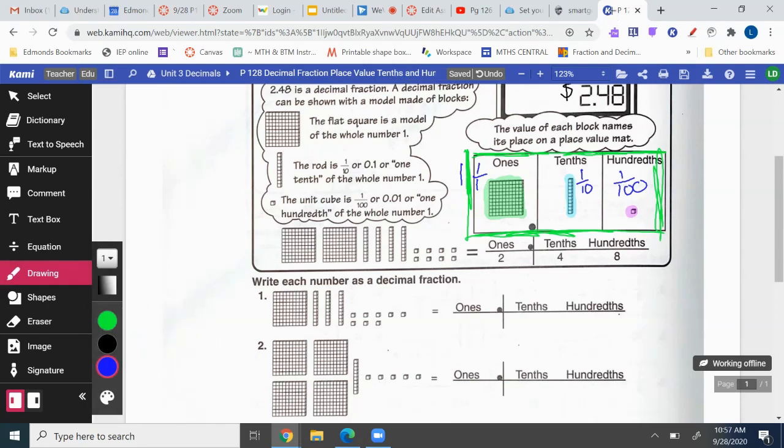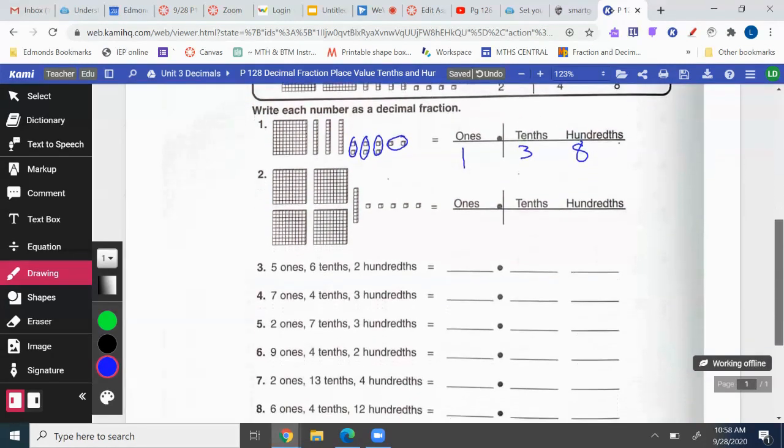So I have one whole block. I have one of those blocks. So I have 1. Now I'm going to count my rods or my tenths. And I have 1, 2, 3 tenths. And then I have 2, 4, 6, 8 hundredths. And that is my number, 1 and 38 hundredths. Go ahead and try that out for 2.